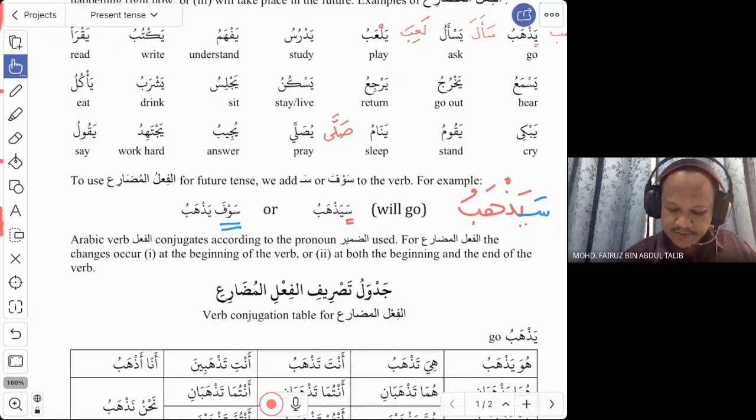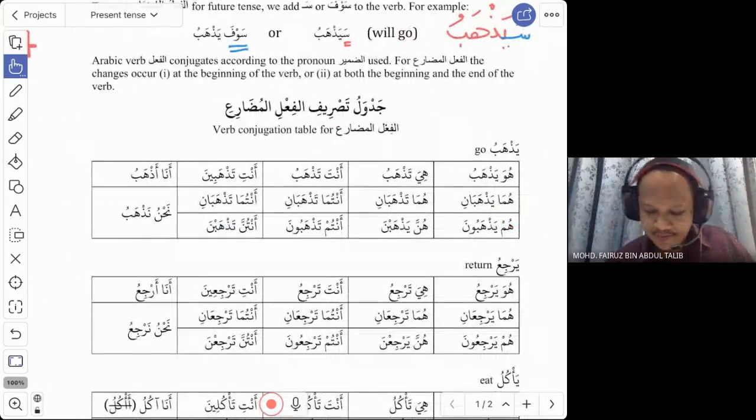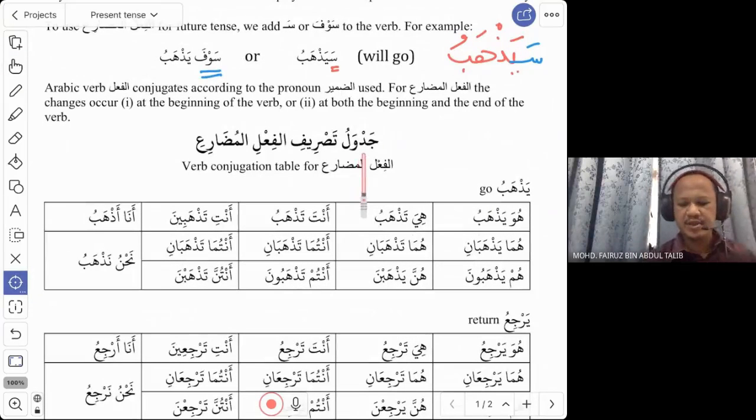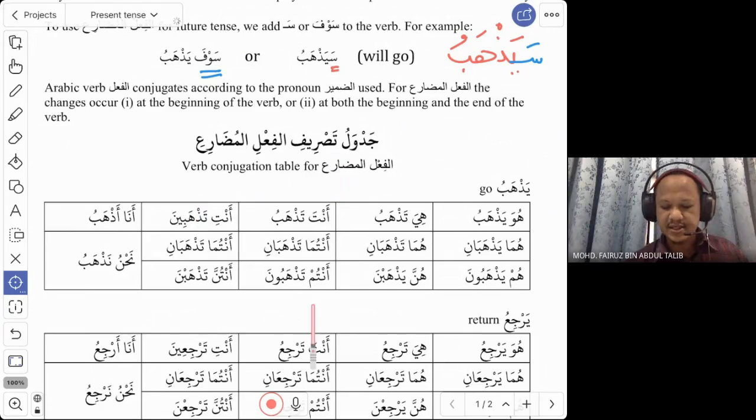Okay, now we look at this one. We have 5 more minutes. Let us finish with this one. This is now the jadwal, the table for tasrif. Tasrif is the conjugation of the fi'il mudari. Again, as what we have learned in fi'il madi, there will be 14 changes. Why 14? Because the changes are according to the domir that we have also learned in one of the lessons. Huwa, huma, hum, hiya, huma, huna. You might want to refer to the lesson on domir to understand the meaning of this huwa, huma, hum, hiya, huma, huna. Anta antuma antum, anti antuma antunna, ana and also nahnu.